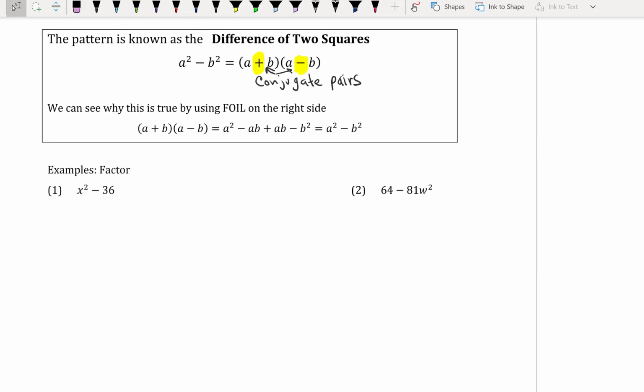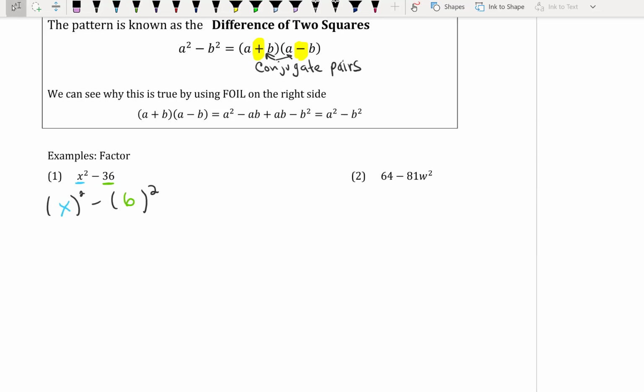So let's look at example number 1. I have x squared minus 36. So the way you want to think about it is, are these perfect squares? Well, I can think of this as an x squared, and I can think of my last as 6 times 6. So I know that because these are perfect squares, that it's going to factor into the difference of squares. So I'm going to have my x plus 6 and my x minus my 6. So those are going to be my conjugate pairs.